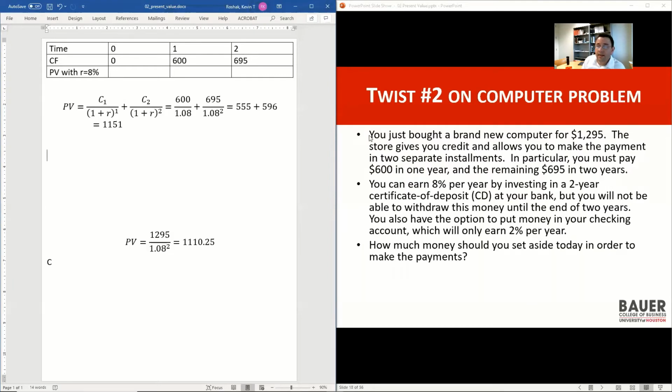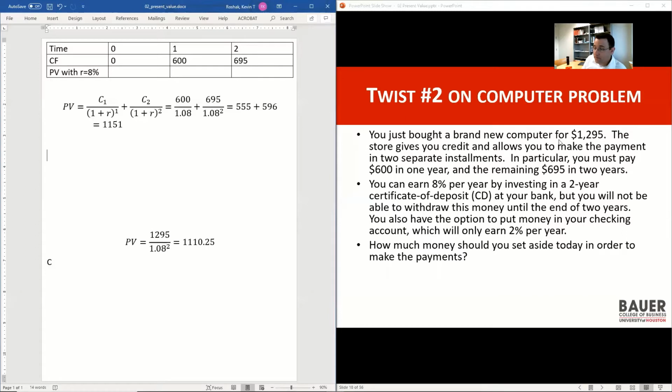Okay. The second twist deals with the discount rates. We said that the discount rates don't have to be the same for each cash flow because you may have different options depending on the horizon, for example, or on the risk of the cash flows. Your discount rates may vary. So let's see how that would affect this example.